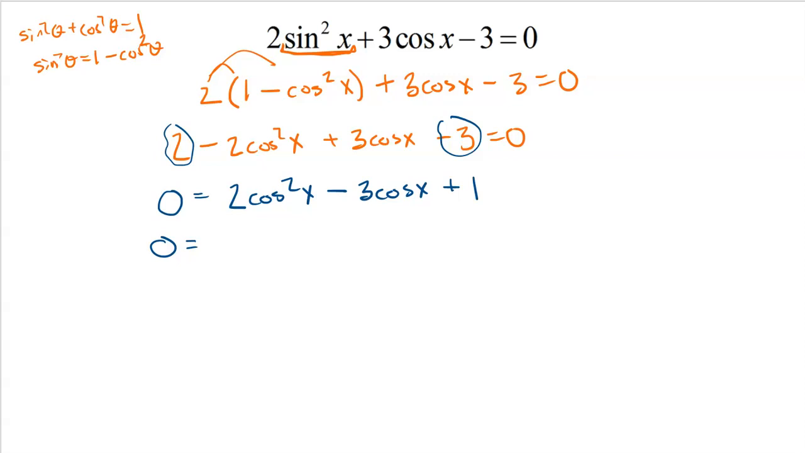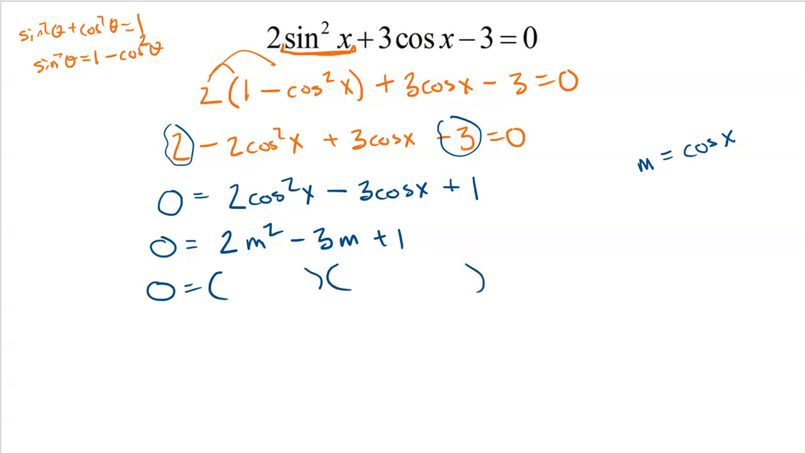But I basically just moved everything to the right-hand side because I'd rather factor with that being squared. And then once again, if you need to come to the side and say, hey, let me let m equal cosine of x, that way I could just see the factoring a little bit easier. So we have 2m squared minus 3m plus 1. And now I have to attempt to factor this bad boy. Let's see if I could do it.